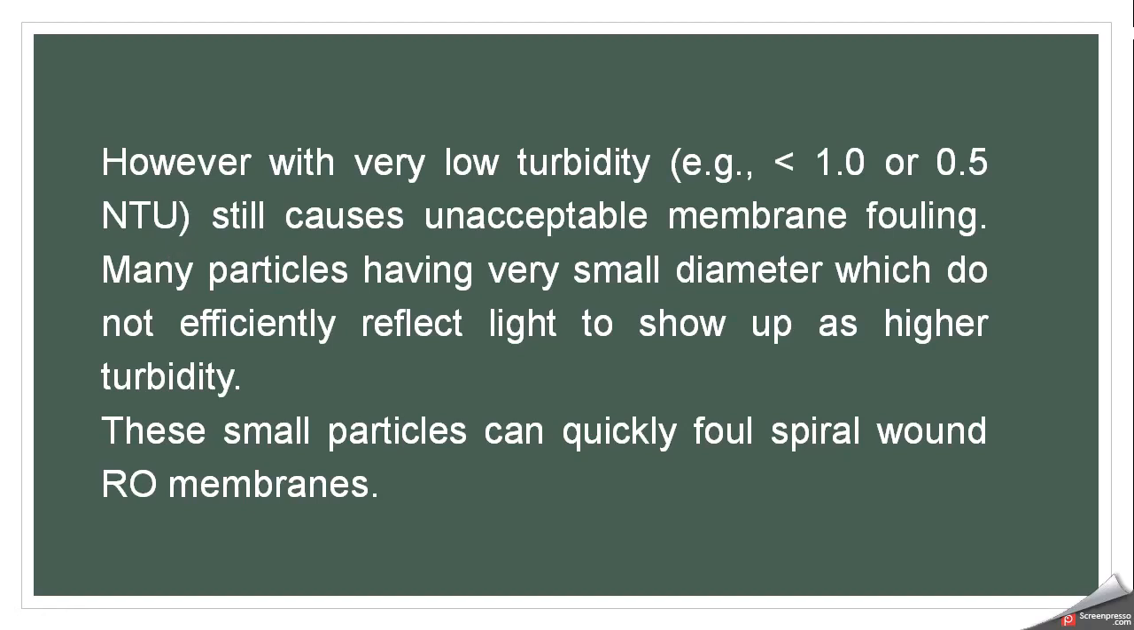fouling on the membrane. Many particles having very small diameter do not efficiently reflect light to show up as higher turbidity, because the particle size is so small that when we shine light on the sample, these particles cannot reflect the light, so it is difficult to measure the turbidity. These small particles can quickly foul spiral wound RO membranes. That's why we go one step ahead and find the SDI to further confirm whether there are foulants present or not.